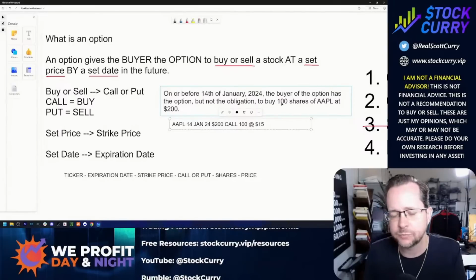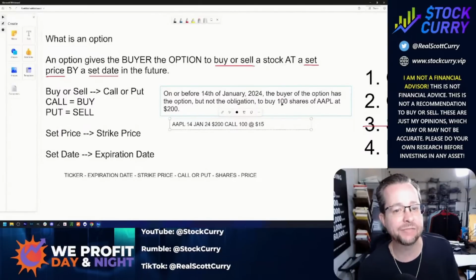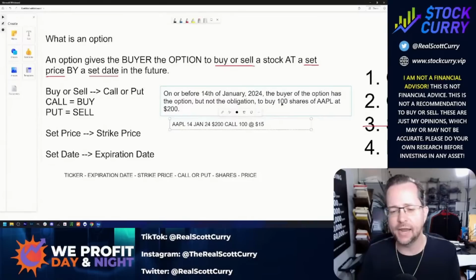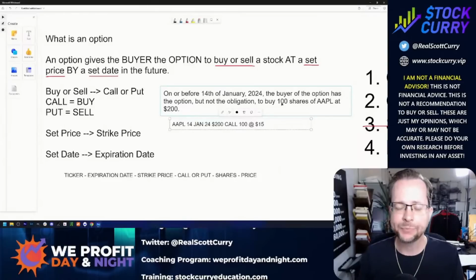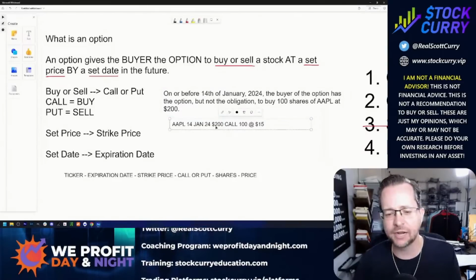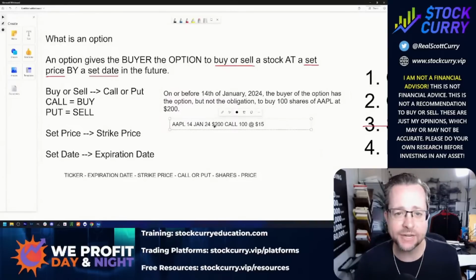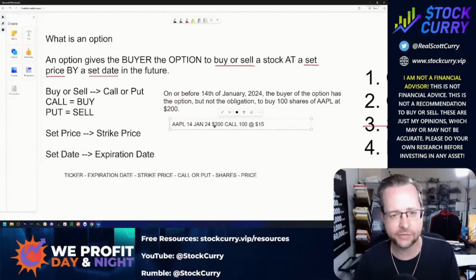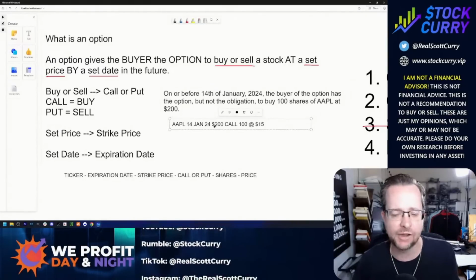It makes no sense. Let's say Apple is trading at $205 per share at expiration. Am I going to exercise the contract? Yes. Why? Because if I exercise the contract, I can buy Apple shares at $200 per share. But if I go in the open market, I am going to have to pay $205 per share. I don't want to do that. So I'm going to go ahead and exercise the contract.